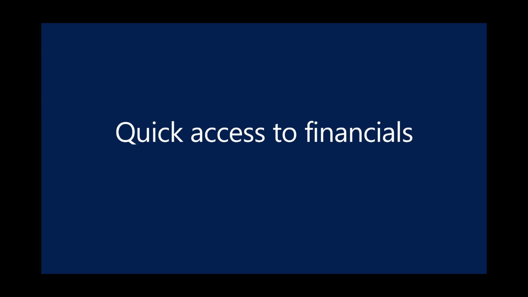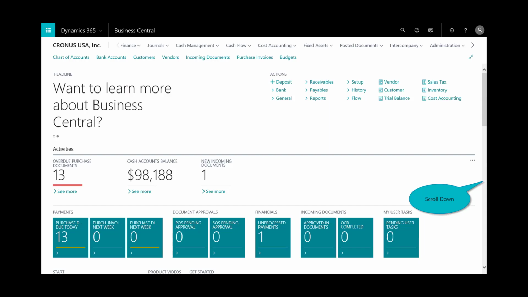So quick access to financial information, right? Here I am again in the role tailored homepage. You see the menu up in the top, finance, journals, cash management, cash flow, cost accounting. Again, these are part of the pre-built. It's going to be unique to that particular role. Anyone can personalize the homepage. We can turn off some of these activities. We can add these cues. So I've got payments, document approvals, financials, etc.